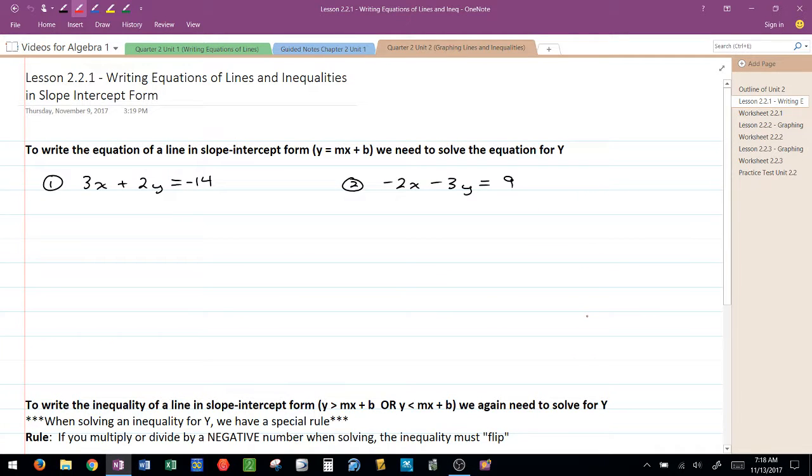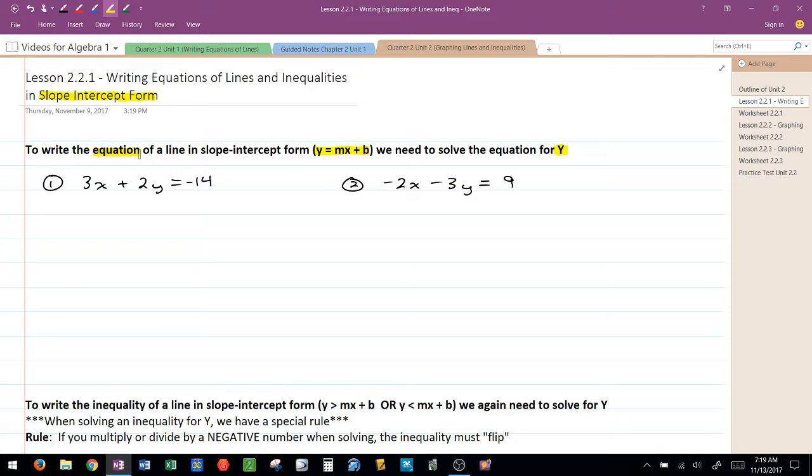This lesson is about writing equations of lines and inequalities in slope-intercept form. In other words, how do I change an equation to the form y equals mx plus b? To do this, what we need to do is simply get y by itself. Now, when it's an equation, it's no big deal. It's just simply solving steps.